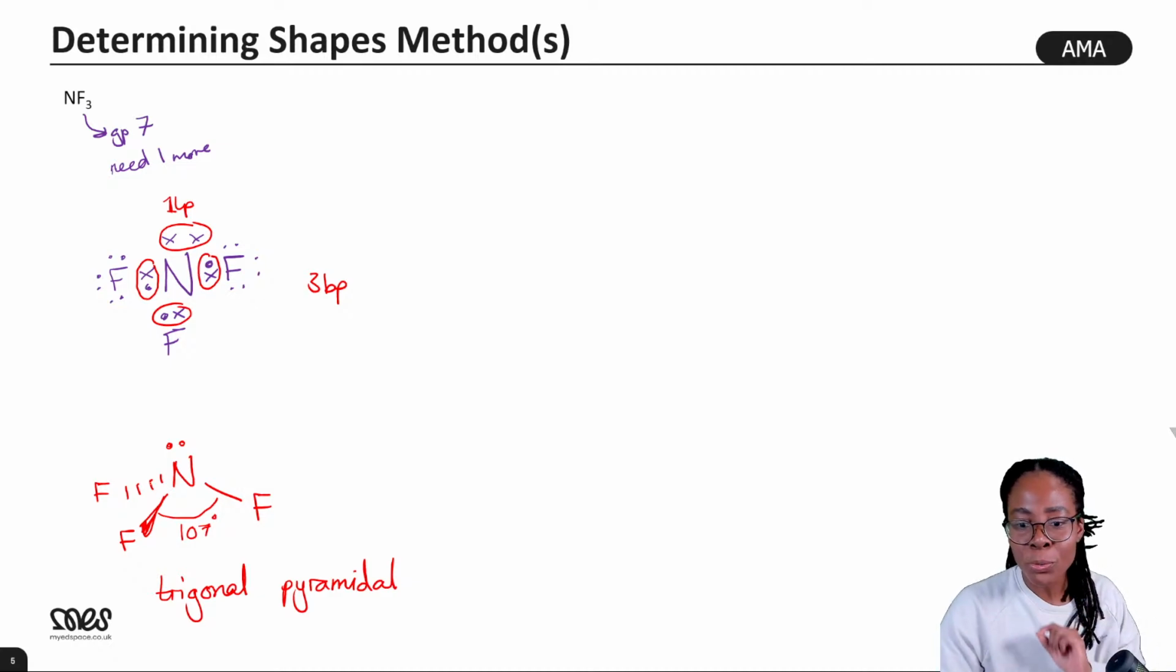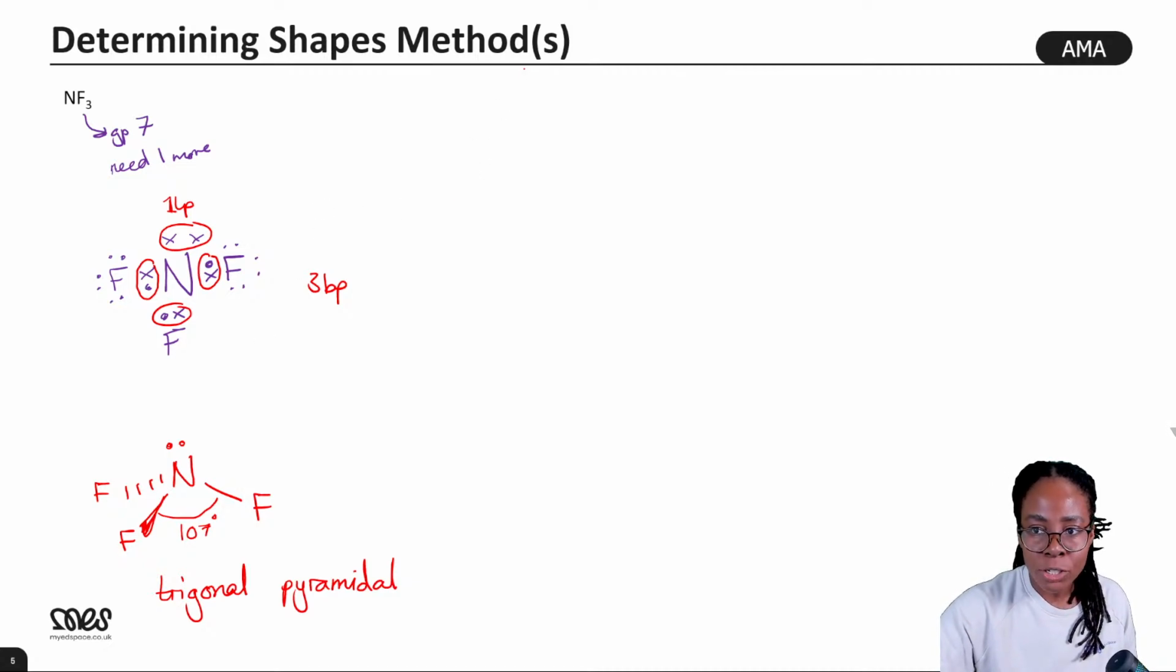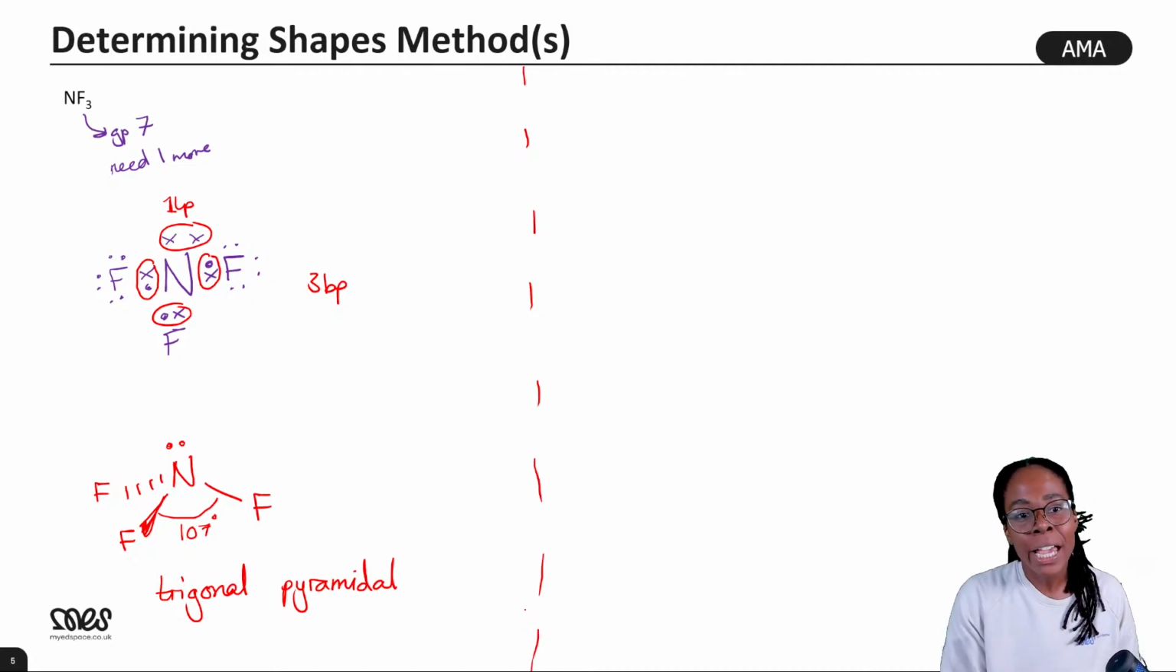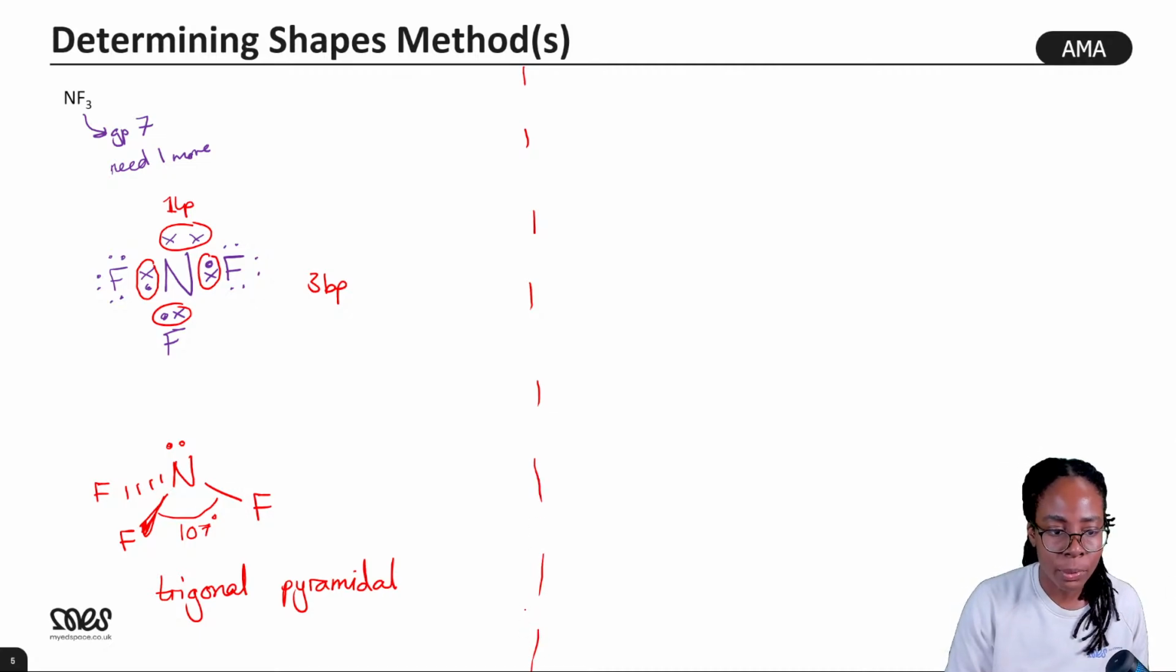There are lone pairs everywhere. We're going to meet some more places where we see lone pairs. Now, that's one way to do it. I'm now going to launch my new way. Yes, absolutely, in mark schemes, if you call it tetrahedral, you'll still get the mark.